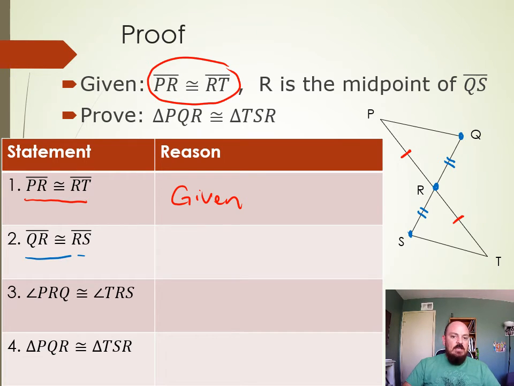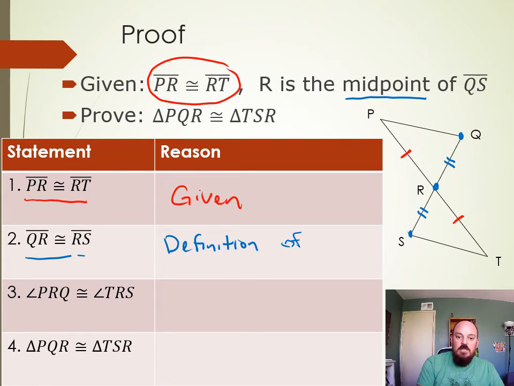So you think, all right, how did I know that? It's not given. I didn't tell you in the question that QR is congruent to RS. What we did is we used this to figure it out. So my reason here is the definition of midpoint. It's because we know what the midpoint means. It means it cuts that line segment in half and creates two congruent pieces. So we're now done with the given information. Let's keep going on the proof. Let's look at what's next.